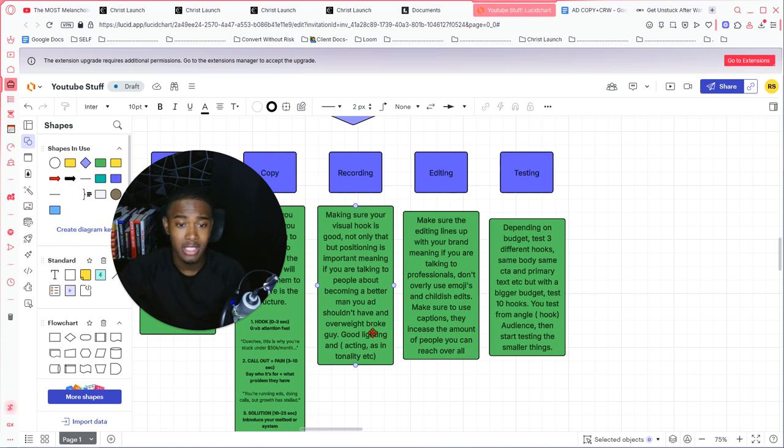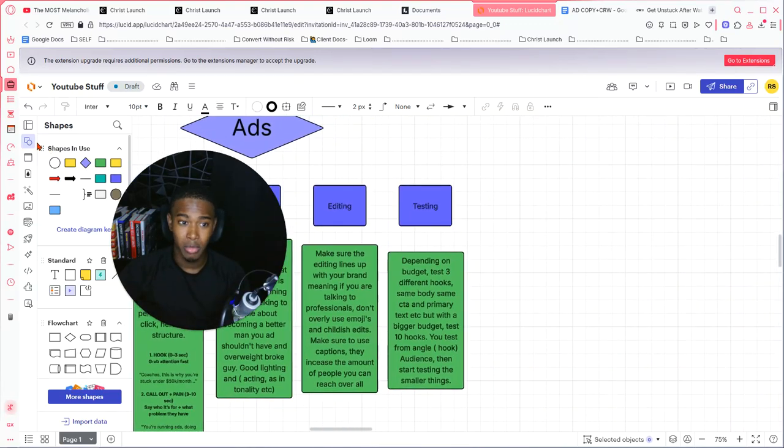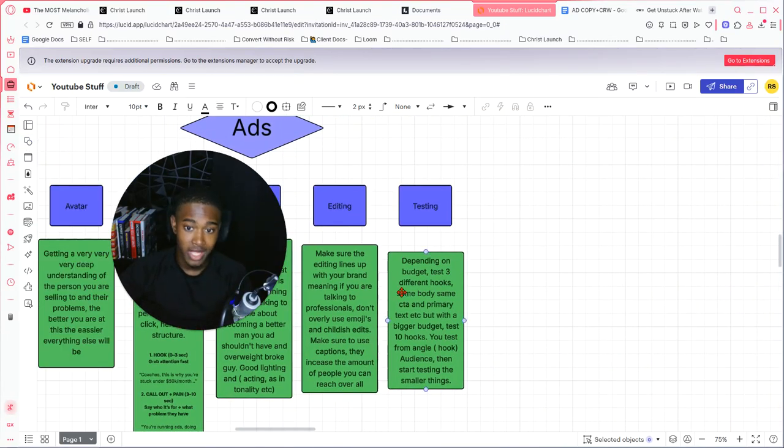So when I make my ads, I'm able to speak clearly and then lean in to get people's interest and attention when it's needed. Different things like that play a huge role. Now, the next thing is editing. You want to make sure that editing lines up with your brand, meaning that if you're talking to professionals, you don't want to use emojis and childish edits from very cheap editors who use Android emojis and things like that. And you want to make sure to use captions because they increase the amount of people that you can reach all over.